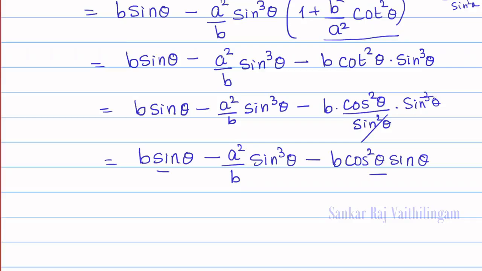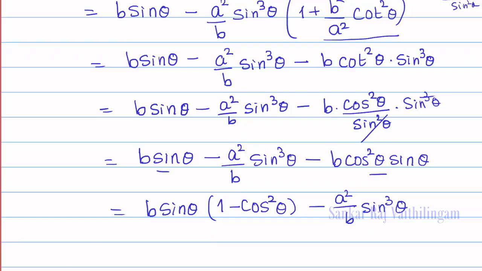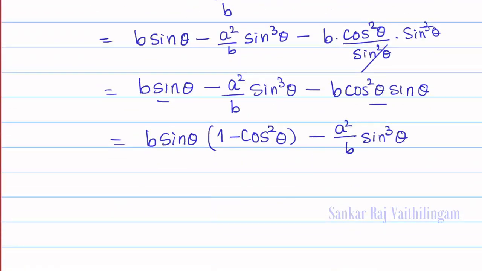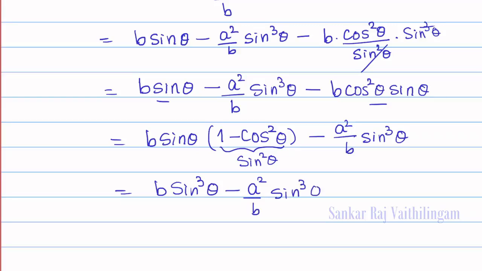So from these two, b sin theta is common. I'll write this as b sin theta, taking it common. So 1 minus cos square theta, minus the term a square by b sin cube theta. That is equal to, so 1 minus this is equal to sine square theta. So what you will have is b sine cube theta minus a square by b sine cube theta. So this implies that I may write this as b square minus a square by b sine cube theta.